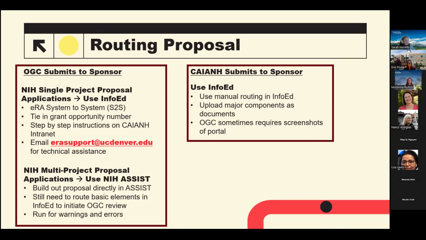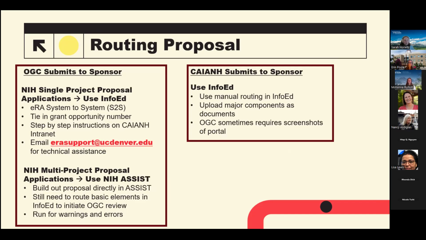And then the next type is the multi-project proposal. So these are going to be more complex grants like the P grants or U54 center grants that have multiple components. And those are going to be too robust to do in InfoEd. So instead, we need to route them directly into NIH ASSIST. And I will let you know that I learned the hard way that InfoEd does let you route an entire multi-project proposal in it.